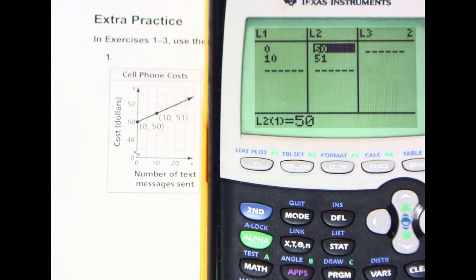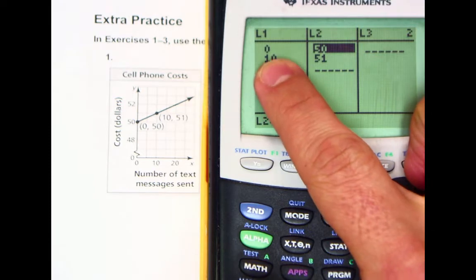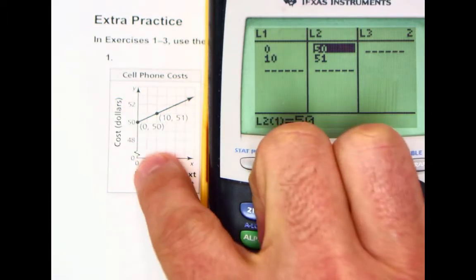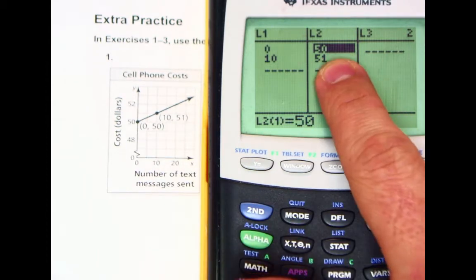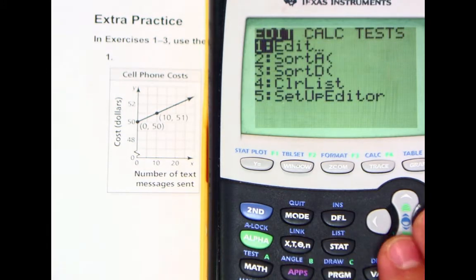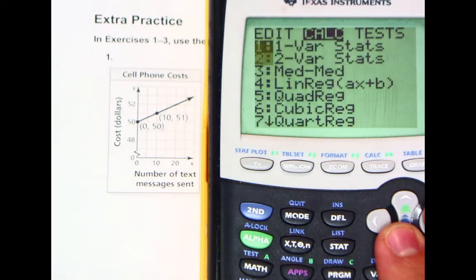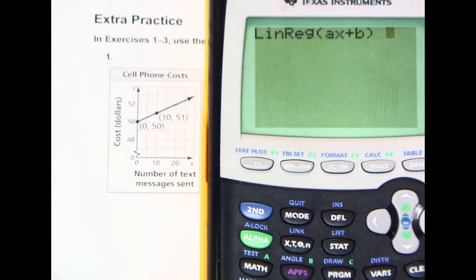Now you'll see I already have the points in there. Your x's go into list 1. So you can see on here we have x is 0 and 10. And then our y values of 50 and 51 go into list 2. And we just click our stat button one more time. But now instead of editing, because we already have those edited, we're going to go over to calc and go down to number 4, which is LinReg, short for linear regression. We hit enter and enter one more time.